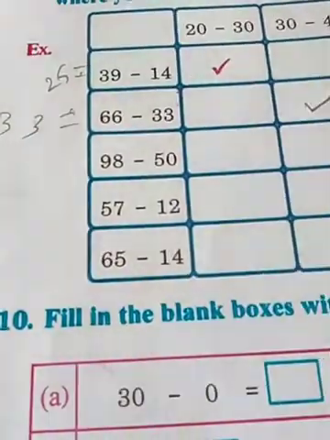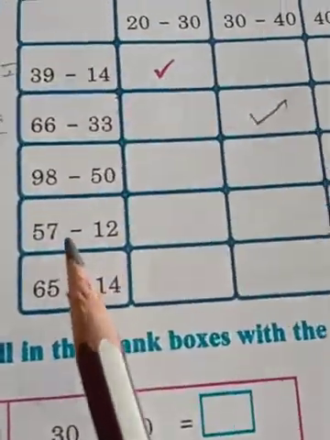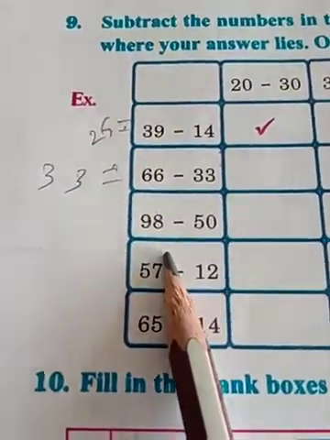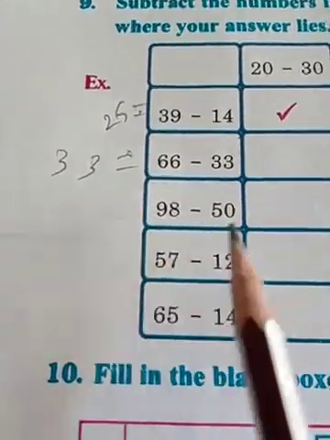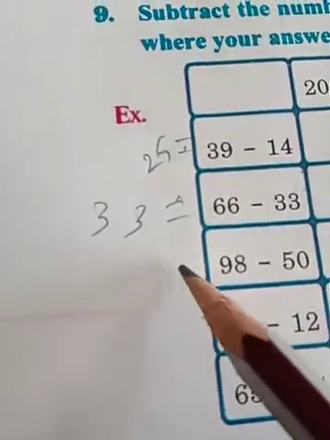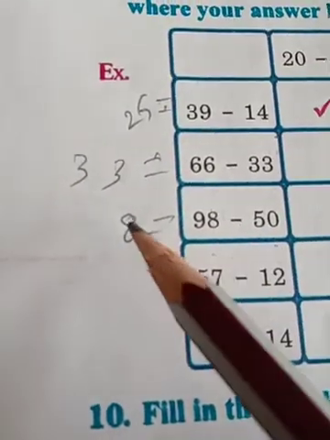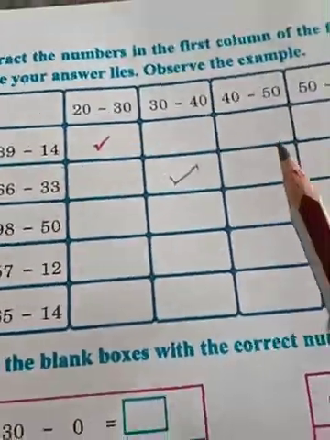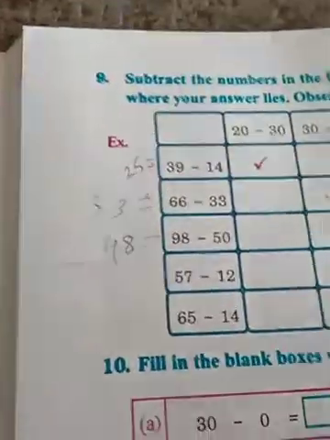Now this one. 98 minus 50. In ones place, 8 minus 0, 8. 9 minus 5, 4. We are having 48. It is between 40 and 50.